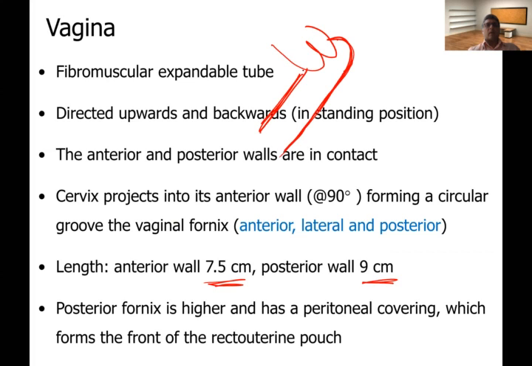And because of this projection, you create a groove all around the cervix. That groove is called the fornix. The anterior part of the groove is called the anterior fornix, then this is the posterior fornix, then you get lateral fornices on either side of the cervix. The posterior fornix is the deepest one, where you get the pouch of Douglas in that area.